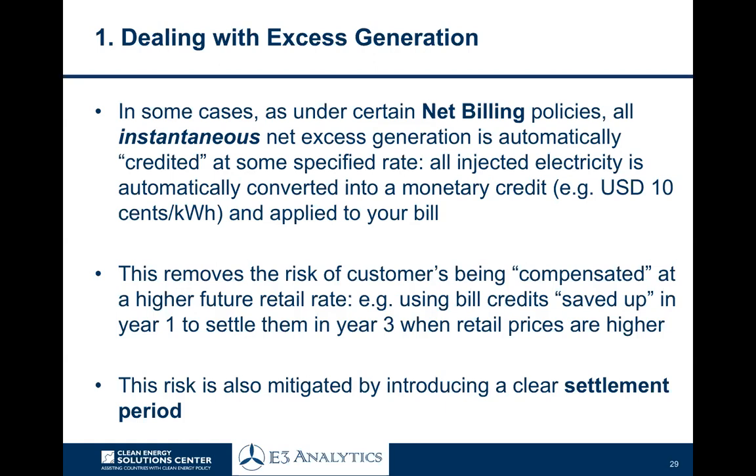By doing this, it removes the risk of a customer being compensated at a higher future retail rate. For example, you could develop a large solar system on your roof, save up an ever-increasing bank of credits over multiple years, and then use them in the future when electricity prices are much higher. So you could essentially game the utility and offset your future more expensive kilowatt hours with today's generation. So kind of squirreling away savings with cheaper kilowatt hours today so that you can pay off more expensive kilowatt hours in the future. But most utilities remove that risk by forcing the settlement after 1 year. So this is what's called the settlement period. We'll get to that in a moment.